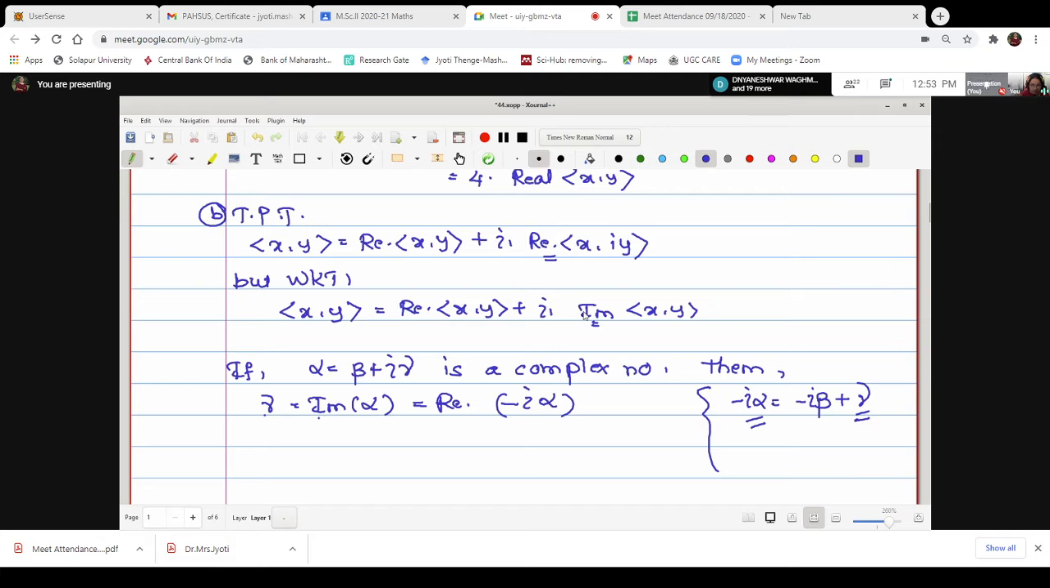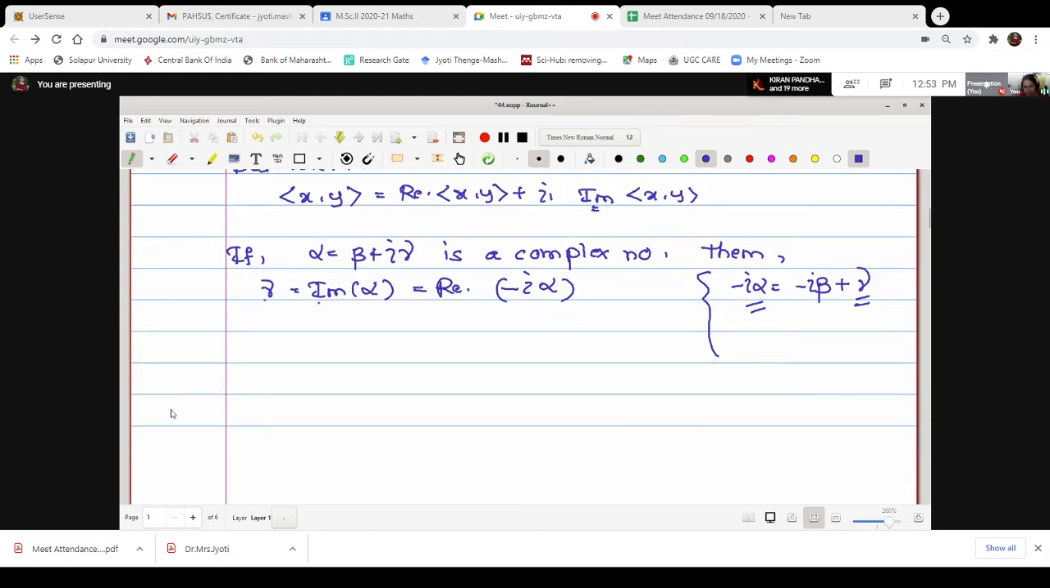Therefore, with this similar relation, here we can write the imaginary part of alpha is the real part of minus I alpha. Therefore, what I will do, the imaginary part of inner product xy, we will write as the real part of minus I inner product x with y. Correct, na? This statement I am using. Imaginary part of alpha is real part of minus I alpha.